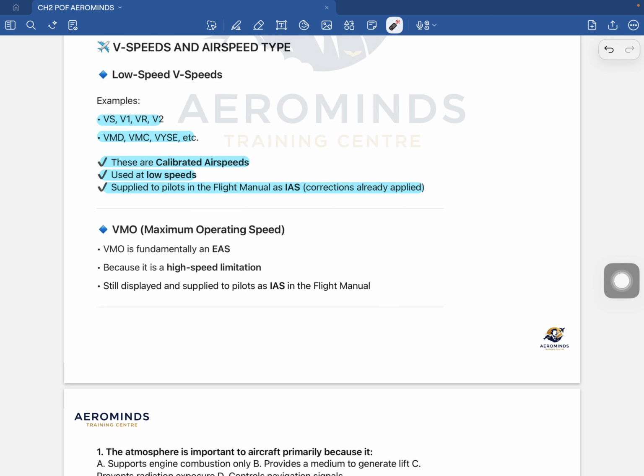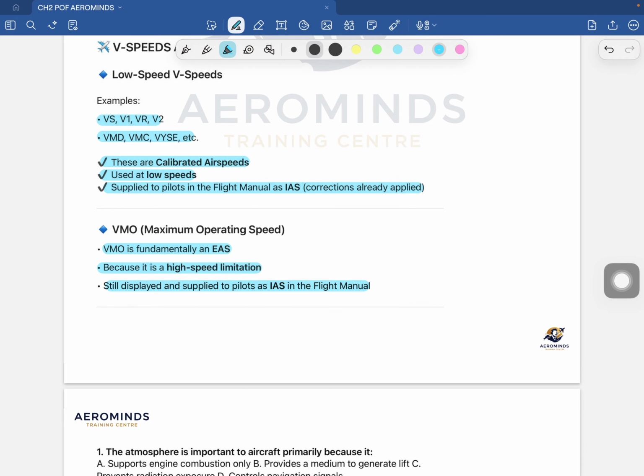So, however, even though VMO is fundamentally EAS, it is still displayed and supplied to the pilot as IAS in the flight manual, because the pilots are flying using the ASI. So remember this also. VMO is fundamentally an EAS, but it is still displayed as IAS in the flight manual because it is a high speed limitation.